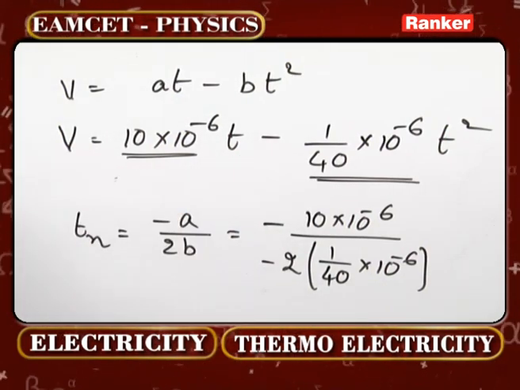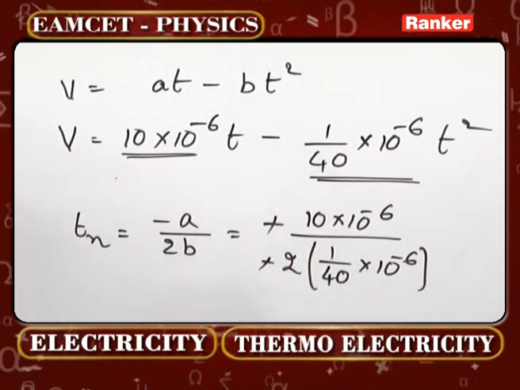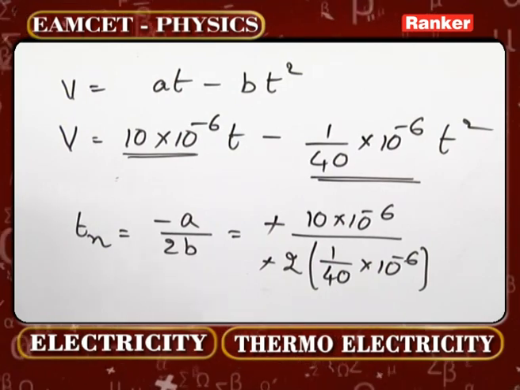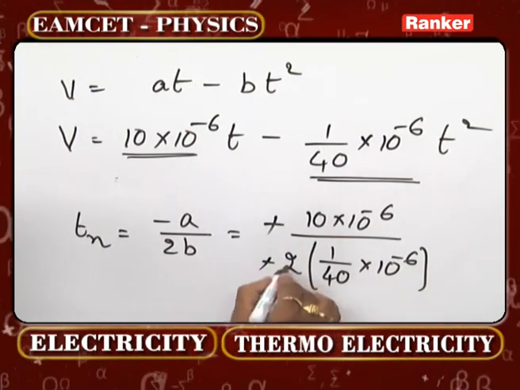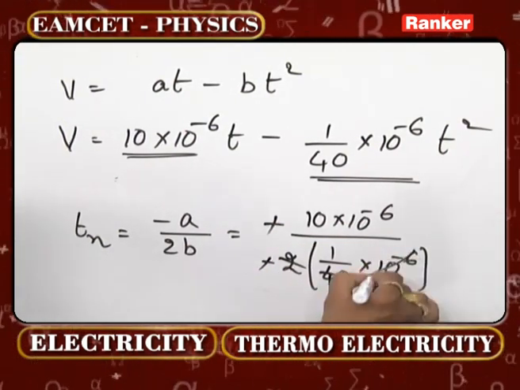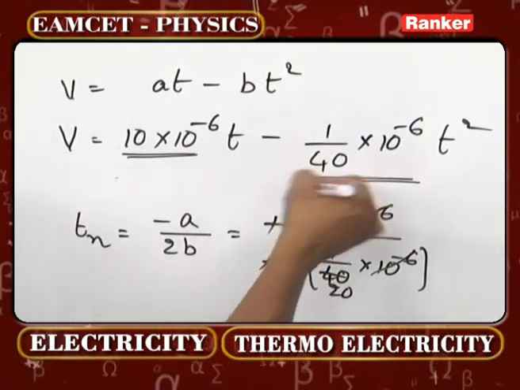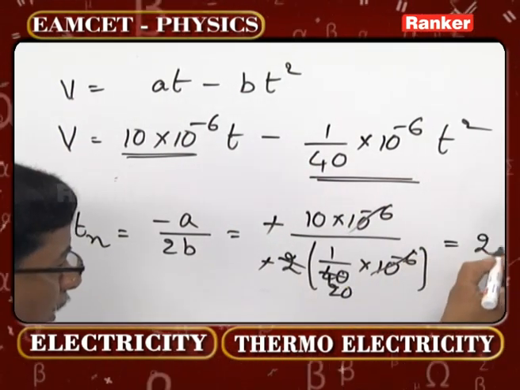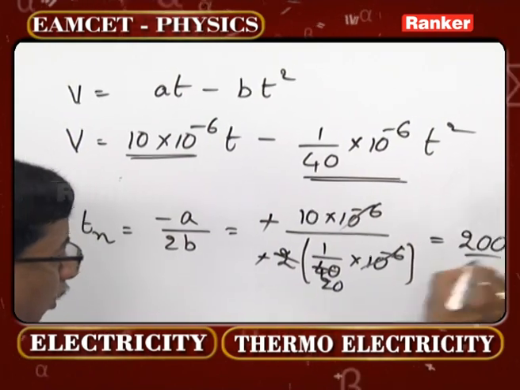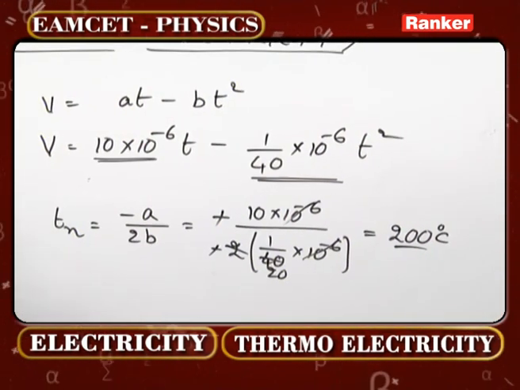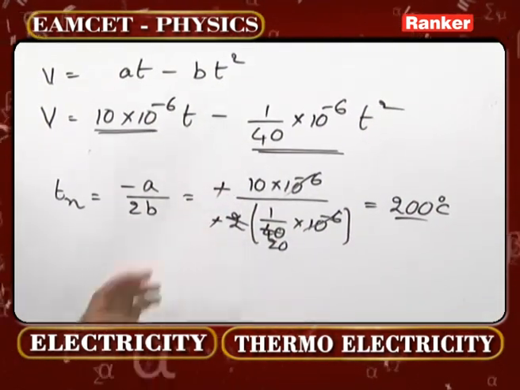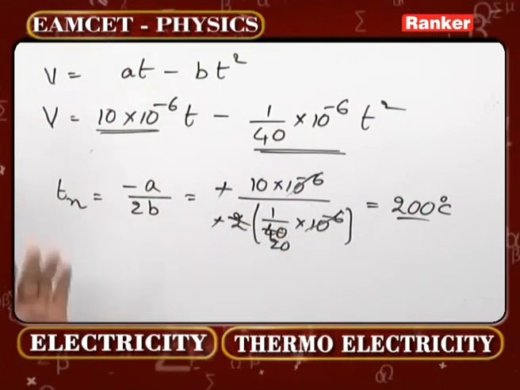That should not be forgotten here. So cut this one over here. Directly you will be getting this one 10, this goes 20 times. 10 power minus 6 gets cancelled. 20 directly goes to the numerator. You will be left with 200 degree centigrade. So one option we have got out of that, 200 degrees centigrade.